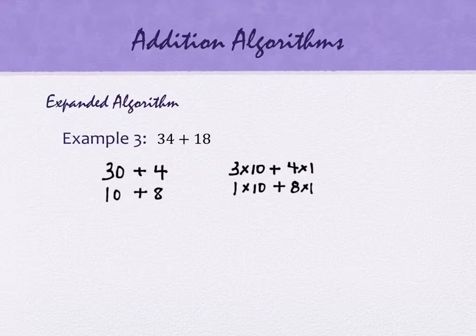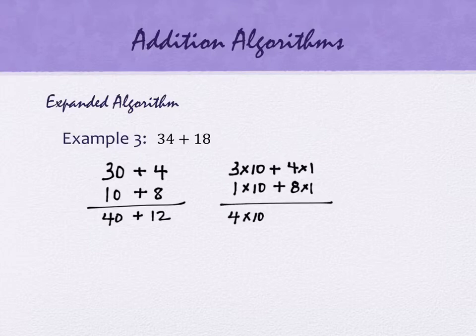The nice thing about thinking about it like this is that it doesn't really matter if we start on the left or the right. So I can add together 30 plus 10 is 40, and 4 plus 8 is 12. Or I can add that 3 10s and 1 10 is 4 10s, and 4 1s and 8 1s is 12 1s.